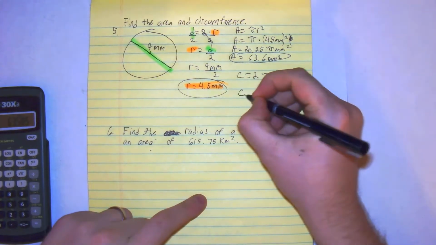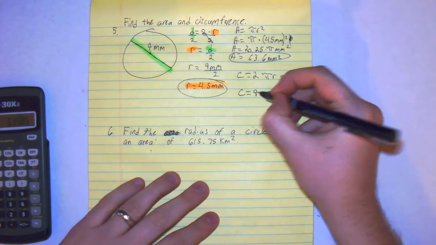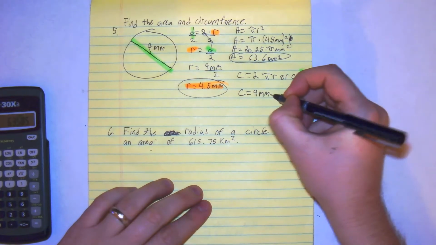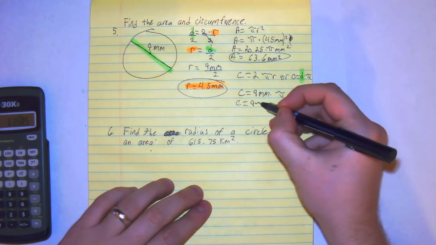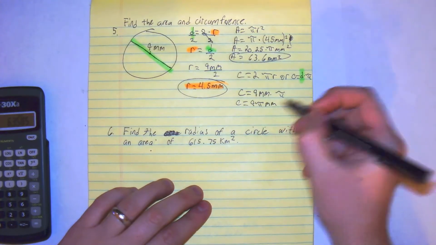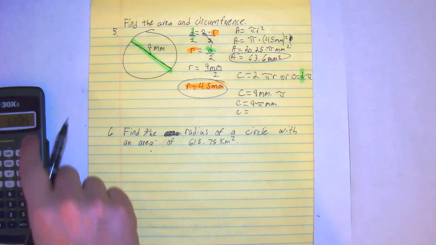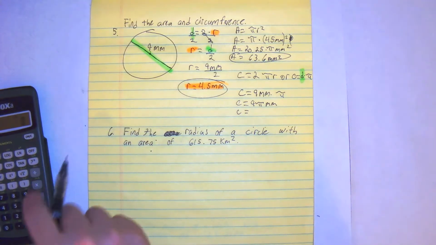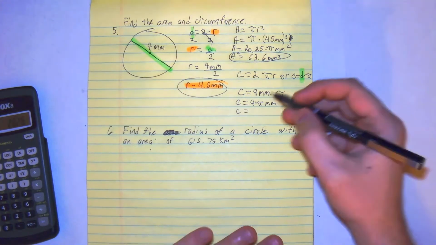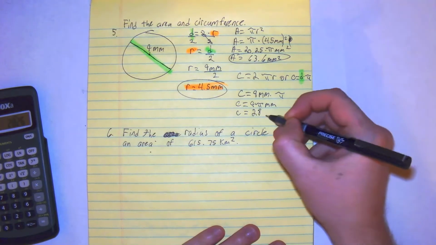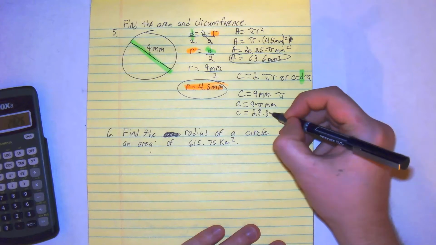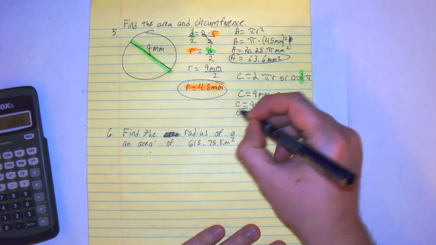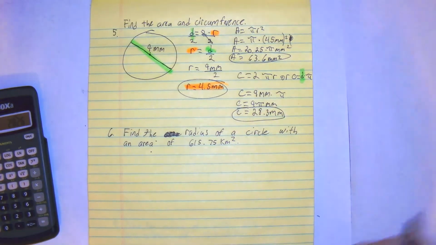So what we have here is C is equal to 9 millimeters times pi. So our exact answer here would be 9 pi millimeters. Or if you want an approximate answer, all you would do is 9 times 3.14, and you would get 28.3 millimeters. Alright, and that's how you would do number 5.